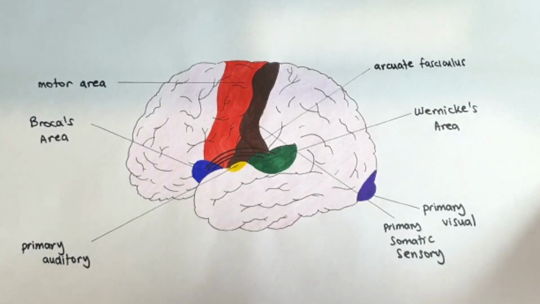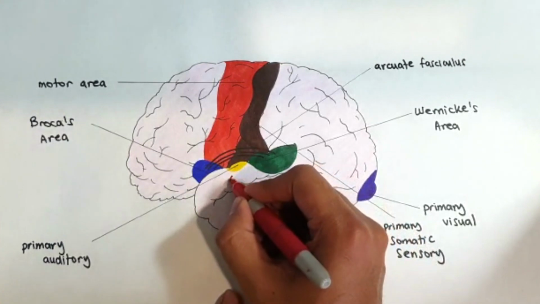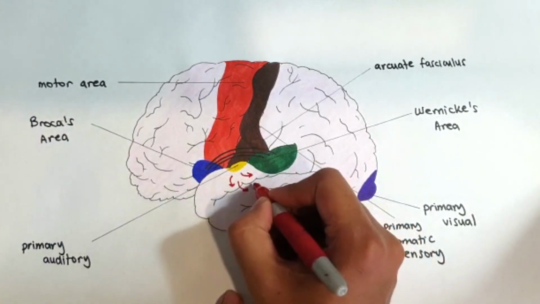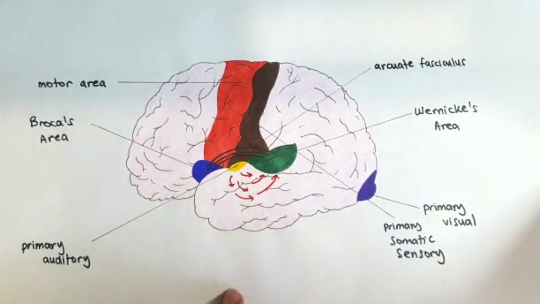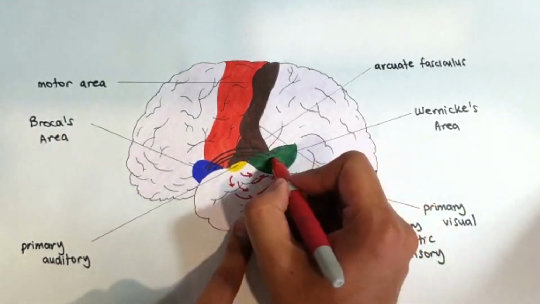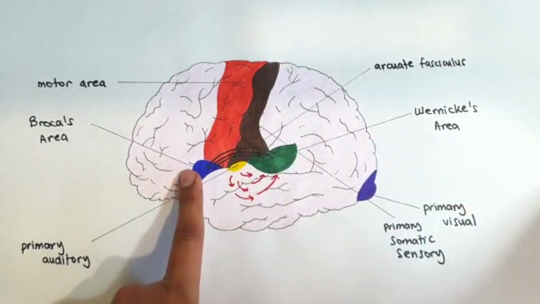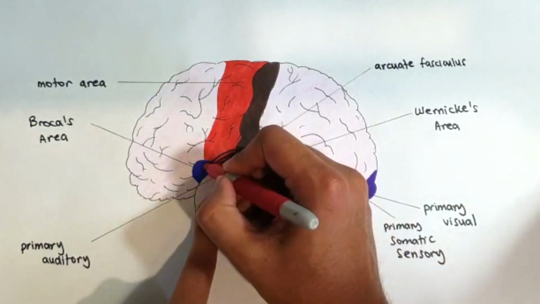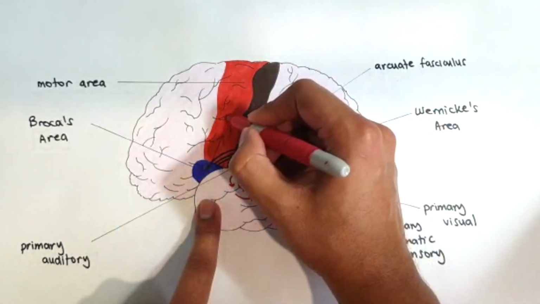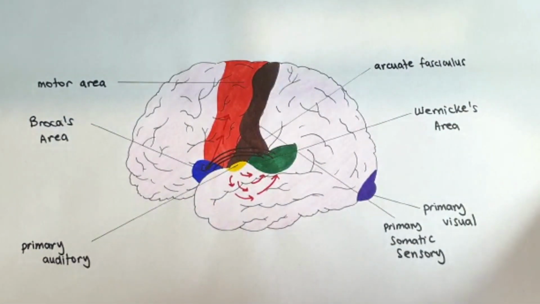So, once a word is heard, it first goes and gets processed by your primary auditory cortex. Now, from your primary auditory cortex, the signals then travel to your Wernicke's area. After traveling to your Wernicke's area, the signals will then get sent through the arcuate fasciculus into the Broca's area. And then the Broca's area will, in turn, send the signals to the motor cortex, which then will carry out the actual production of speech.